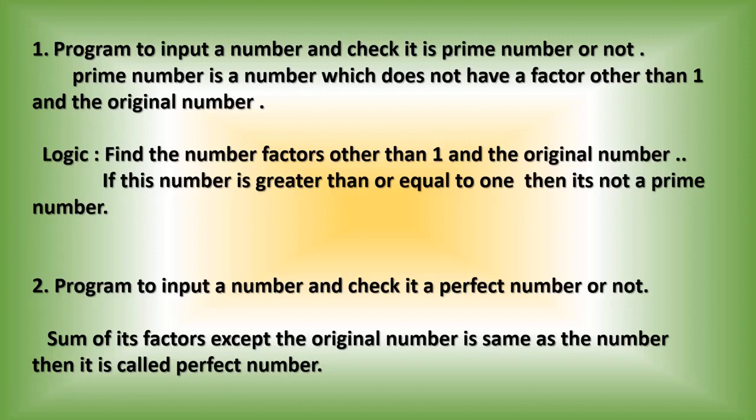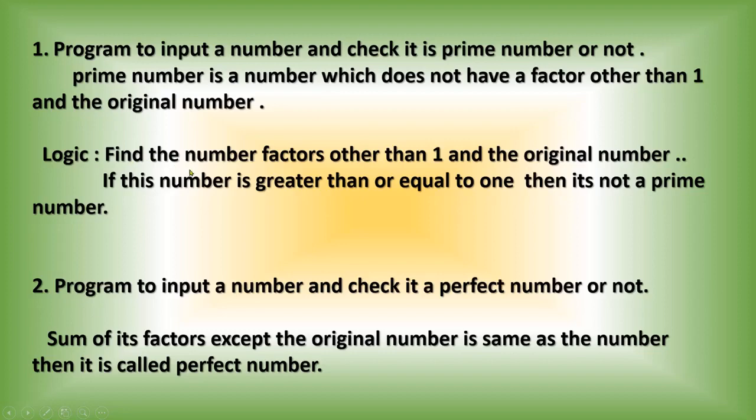What is the logic behind to check the prime number? To check the prime number, you have to find the factors of that number. If you are getting a factor other than 1 and the original number, then you can say it is not a prime number. Once again, find the factors other than 1 and the original number.